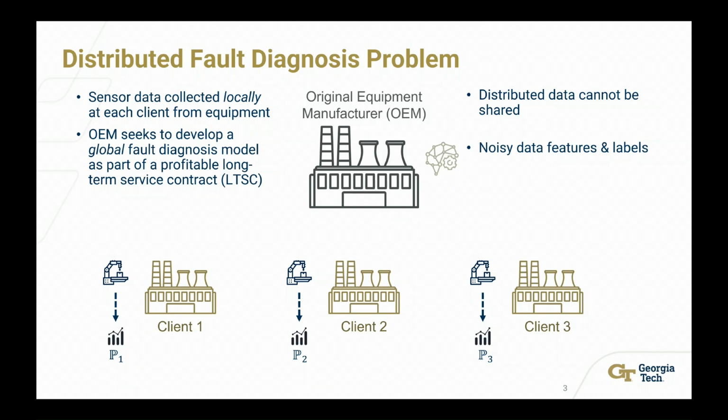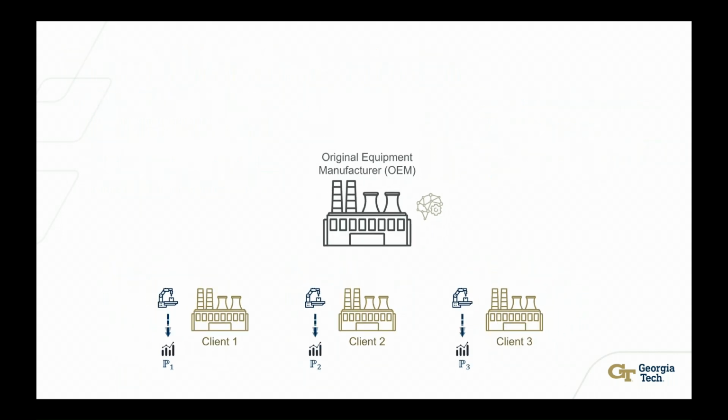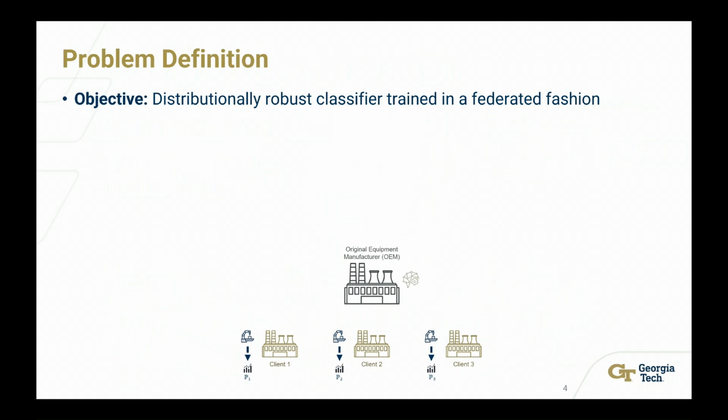Therefore, in this work, we attempt to combine the fields of federated learning and distribution robust optimization to allow us to train the model in a distributed fashion while modeling perturbations in the empirical distribution of the data to anticipate and hedge against uncertainty. More specifically, we seek to develop a distribution robust classifier that can be trained collaboratively in a federated fashion by multiple clients and a central server.